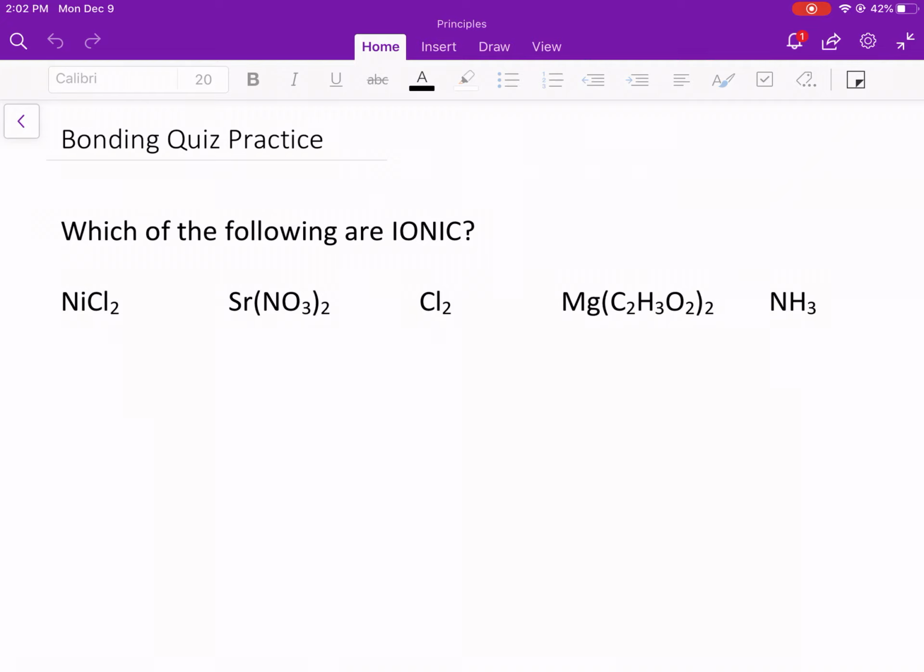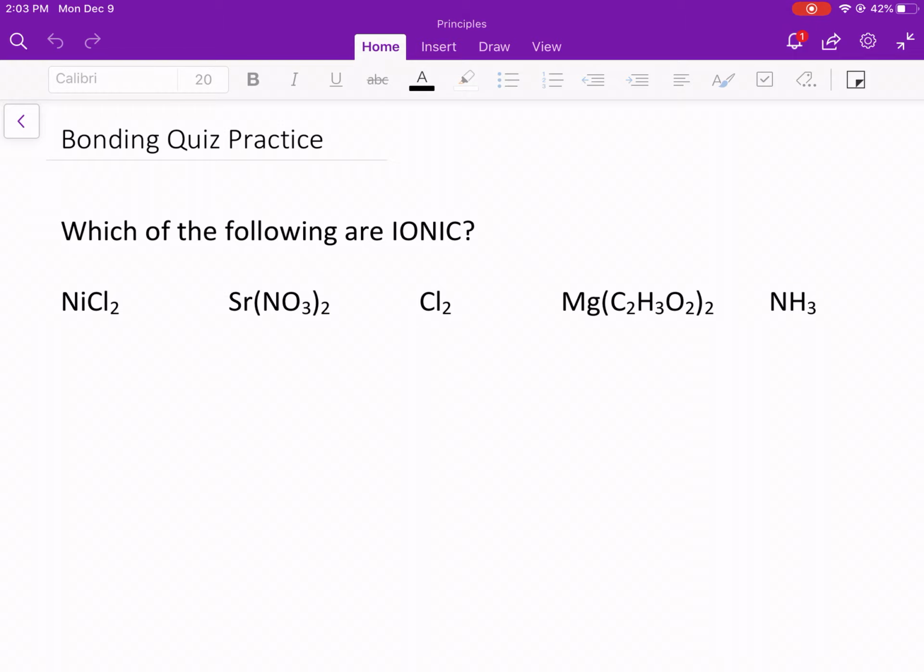So let's do some practice for a bonding quiz. You're going to have to know how to do naming and formulas and identify ionic versus covalent, and also talk a little bit about the properties that we talked about in class last time. Okay, so first job here, which of the following are ionic?